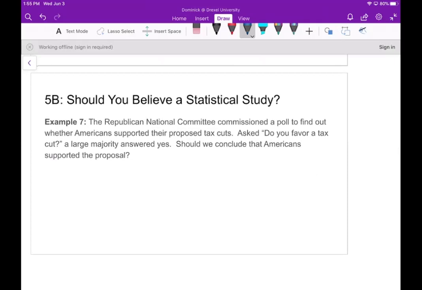A large majority answered yes. Now, should we conclude that Americans supported the proposal? Of course, everyone would favor a tax cut, right? What we might not be getting here is the full story.